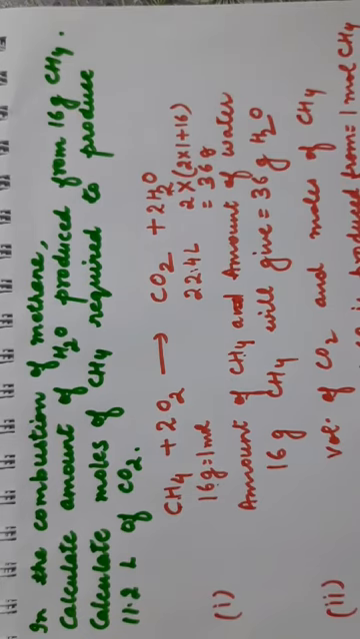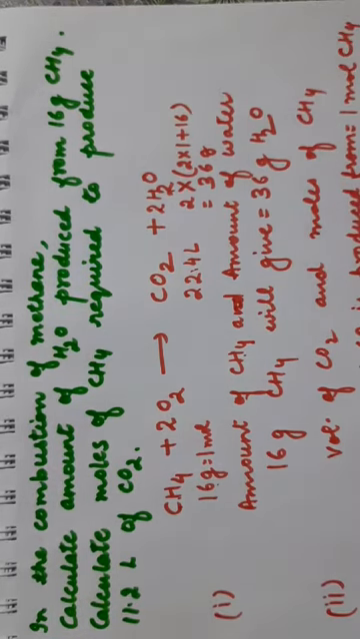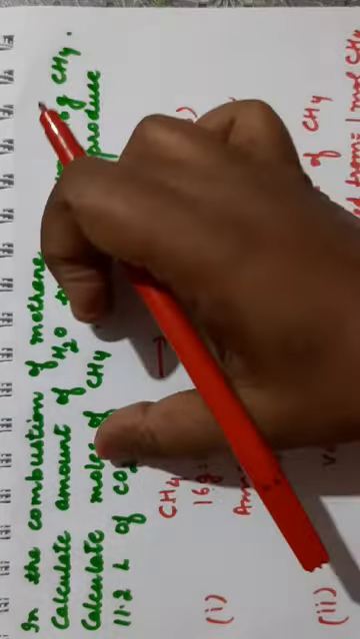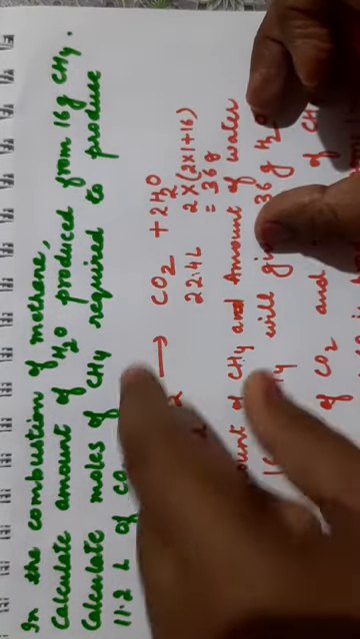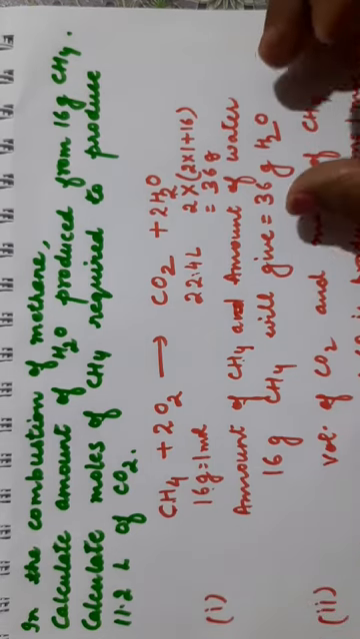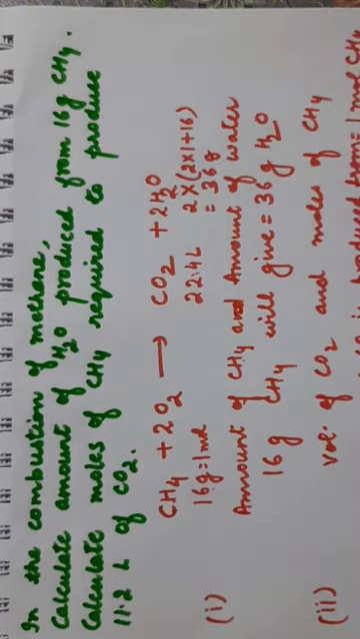See, what you have to do in such types of questions: first write the chemical equation and balance it. Clear? Then second thing, read the question carefully. Whatever you have to find, you write on this side. Whatever is given, you write on this side. So it will become easy, and try to find out what relation you have to use to solve that question. So it will become easier for you.